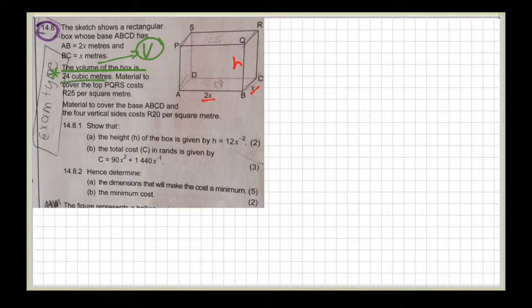Then they all of a sudden go over to the material to cover. Now that's a very important distinction you need to make with optimization. Volume or capacity, not exactly the same thing, but we kind of interchange the two things at school level.